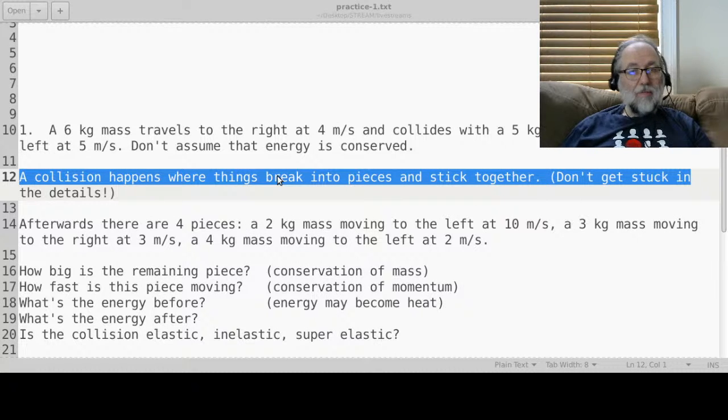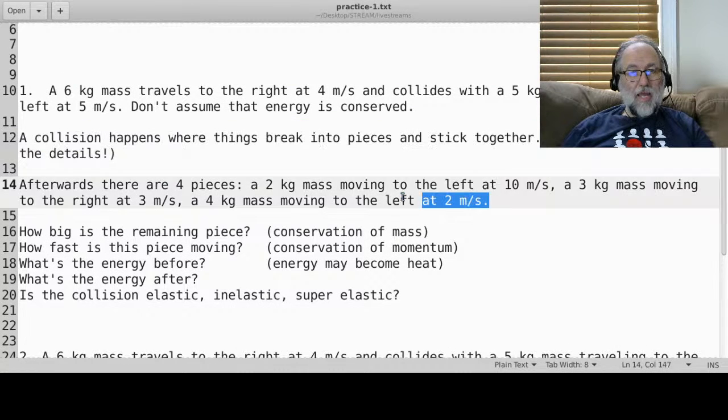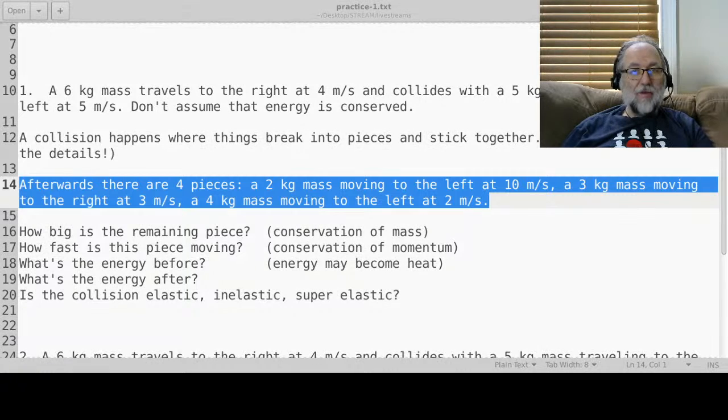So I say here, don't get stuck in the details. The collision happens, things break into pieces and stick together, and you wind up with 4 pieces afterwards. Here's the description of that. We have a 2 kilogram mass moving to the left at 10 meters per second, a 3 kilogram mass moving to the right at 3 meters per second, and a 4 kilogram mass moving to the left at 2 meters per second. That's only 3 pieces, and now we're ready for the questions.